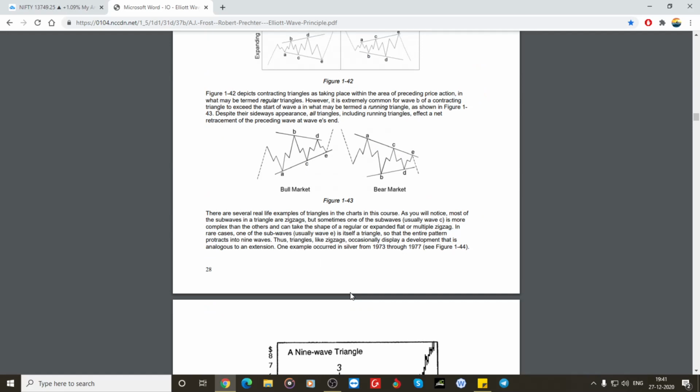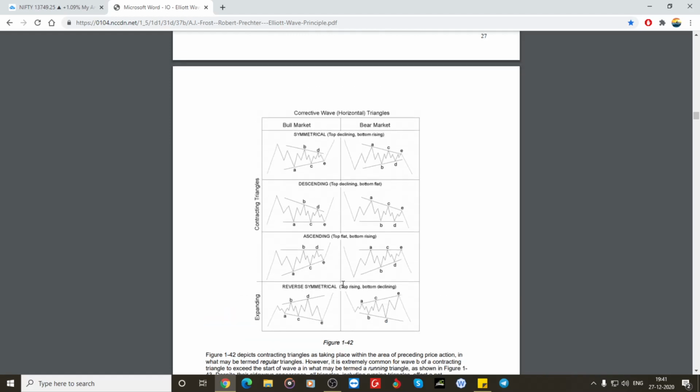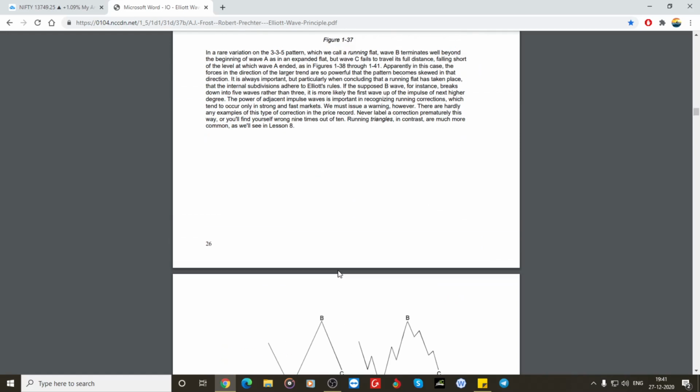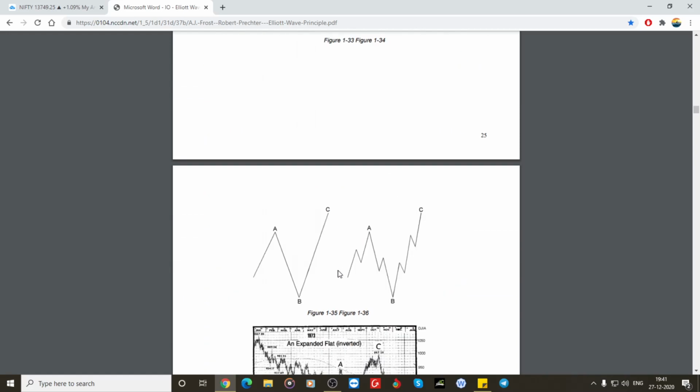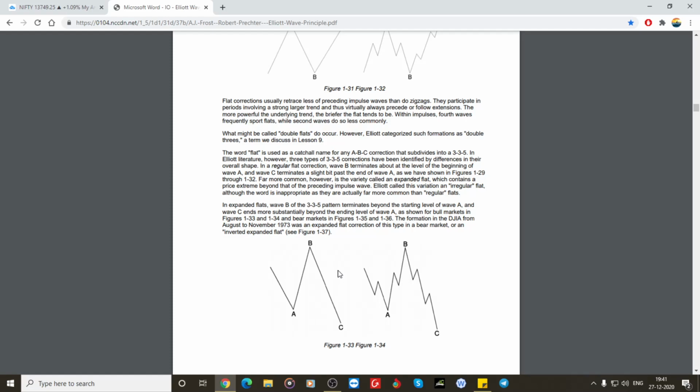So each category is different. Zigzag has three types: one is a simple zigzag, second is a double zigzag, and the third is a triple zigzag. And next one is the flat correction. The flat corrections contain two types: one is a regular flat and another is an irregular flat. In the irregular flat, it contains two categories: one is running and one is expanded.